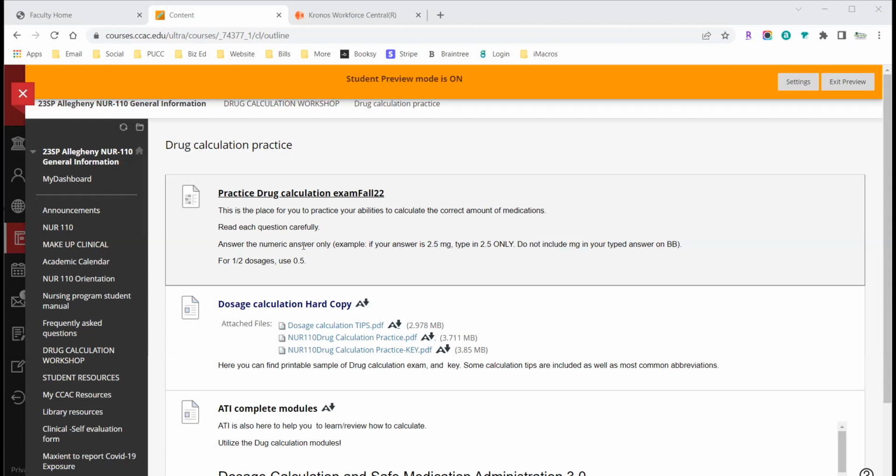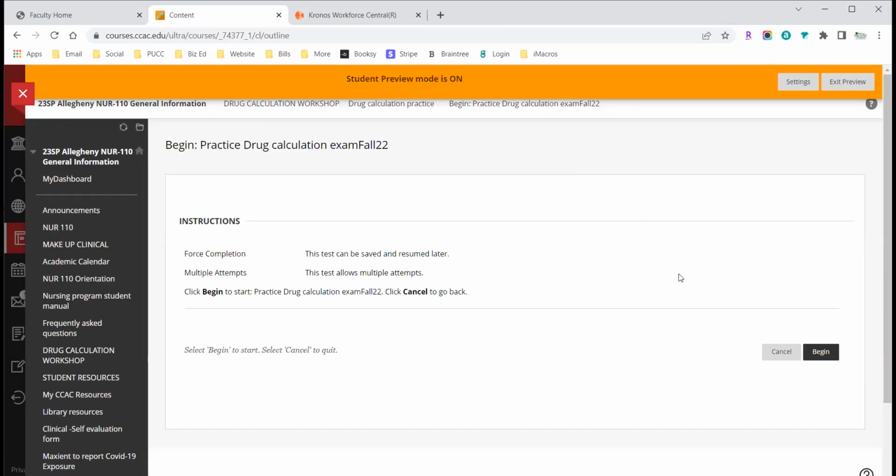And then for half dosages, I had a conversation with a couple of students over the last couple of weeks who were missing them because they were just putting in 0.5. You've got to remember there's a leading zero with those decimal answers, so don't forget your leading zero because it'll get marked wrong. All right.